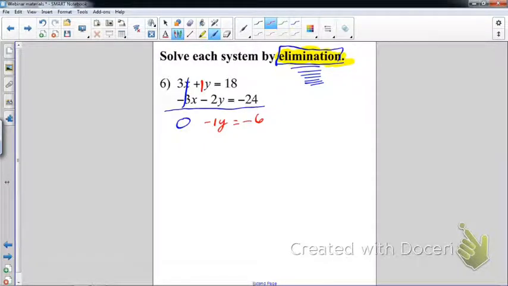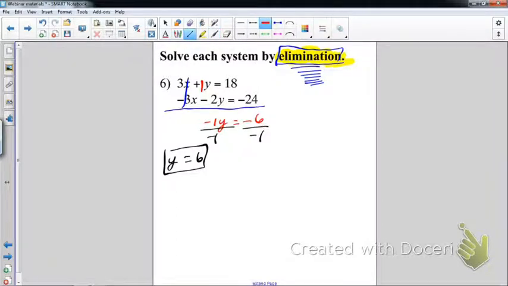And at this point, I don't have to put a 0 there. I could just let it go. And I can use the division property of equality by dividing both sides by negative 1. And I end up with y is equal to 6, which is good for us, because if I know y, now I can just solve for x. So I'm going to go ahead and do that. I make myself a little room right here.